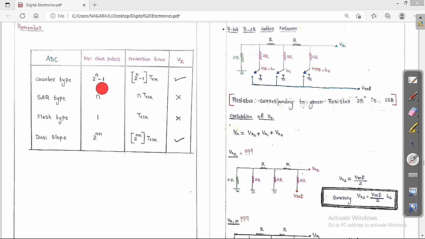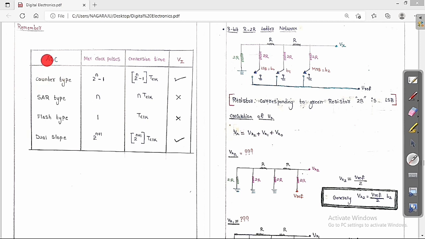So this is 2 to the power of n minus 1, this is n, this is 1, and this is 2 to the power of n plus 1. So just multiply by t clock here, and we are going to get these expressions. Do remember this one. Like this you can easily remember this table. So in the examinations it will be very easy for you to answer the questions.